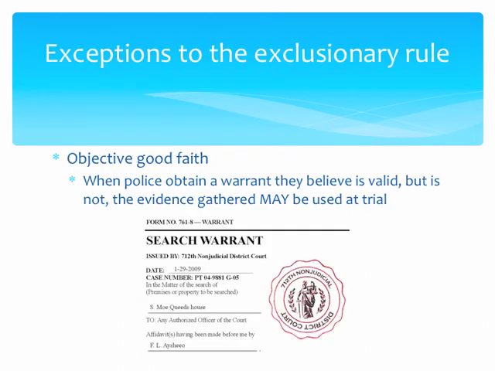There are some exceptions, two exceptions specifically, to the exclusionary rule. The first is called objective good faith. This is when a cop gets a warrant, they do everything correctly, however, it turns out that the search warrant is not valid for some reason. It could be that there is a typo on it. Maybe the date is wrong, maybe the address is wrong, maybe they misspelled the name of the person in question.